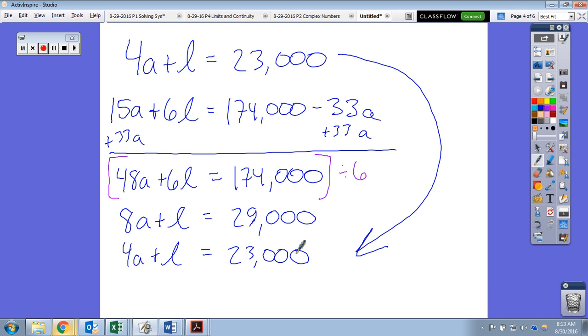I think it's pretty clear here that I'm going to eliminate these L's. It's very convenient. Let's go ahead and do that. So I'm going to subtract this whole equation, all its components, from this one. 8A minus 4A is 4A. And then L minus L is nothing. And then now 29,000 minus 23,000 is 6,000.